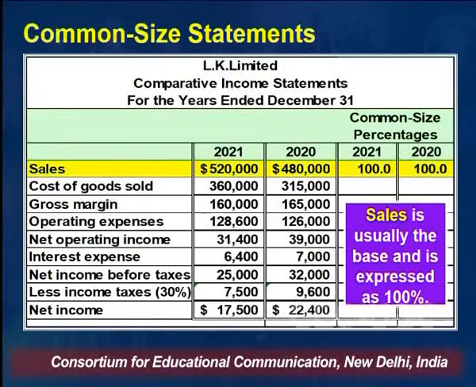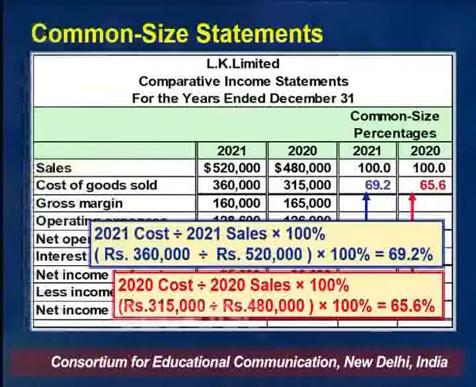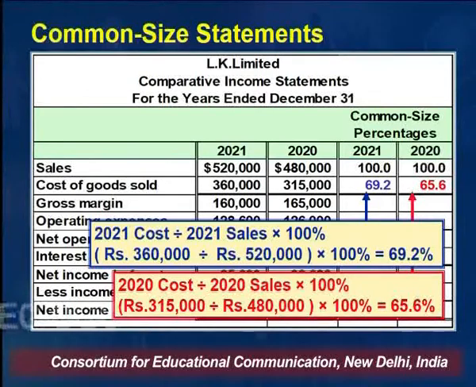Why so? Because we are considering sales to be 100. So sales is usually the base and it is expressed as 100%. Henceforth you will understand what we are doing in common size percentage. Unlike the comparative statement, where we took the current year divided by the base year, here we are moving in the same vertical, so keep in mind that when I am dealing with the data of 2021, I shall only be focusing on the values of 2021.